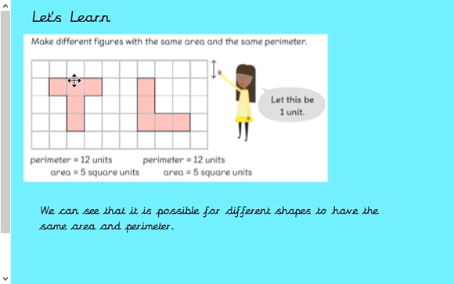What about perimeter then? Well, you can see that if we count around the outside, 1, 2, 3, 4, 5, 6, 7, 8, 9, 10, 11, 12, the perimeter is 12 units. 12 all the way around the outside. And this one would be 1, 2, 3, 4, 5, 6, 7, 8, 9, 10, 11, 12. So you can see that both of these shapes, although they're different, have the same area and the same perimeter.